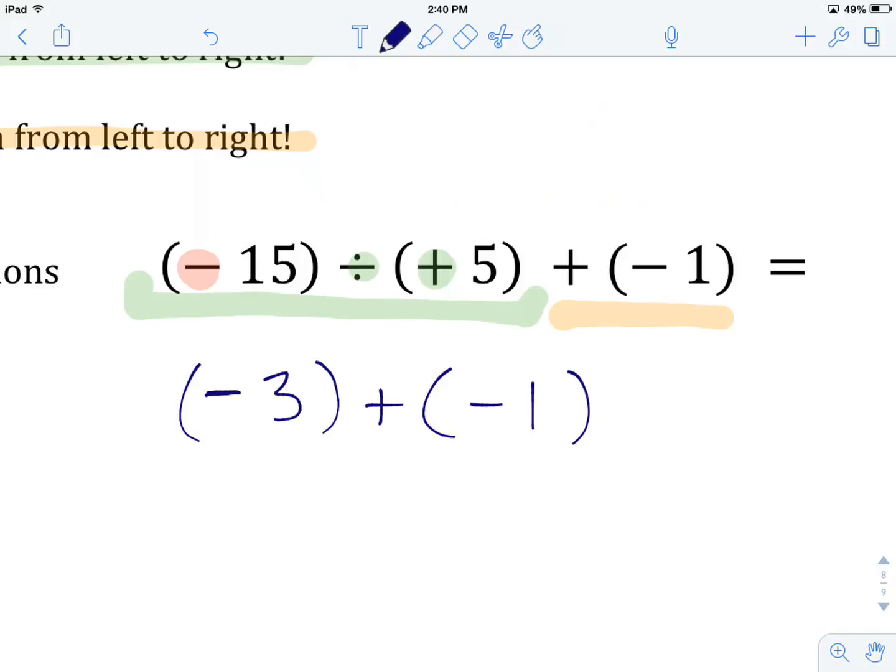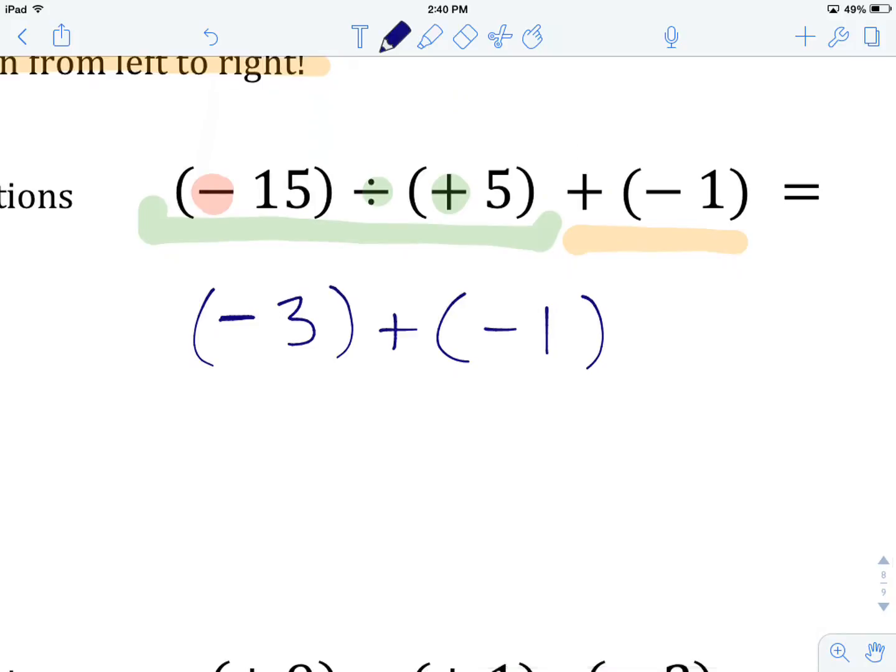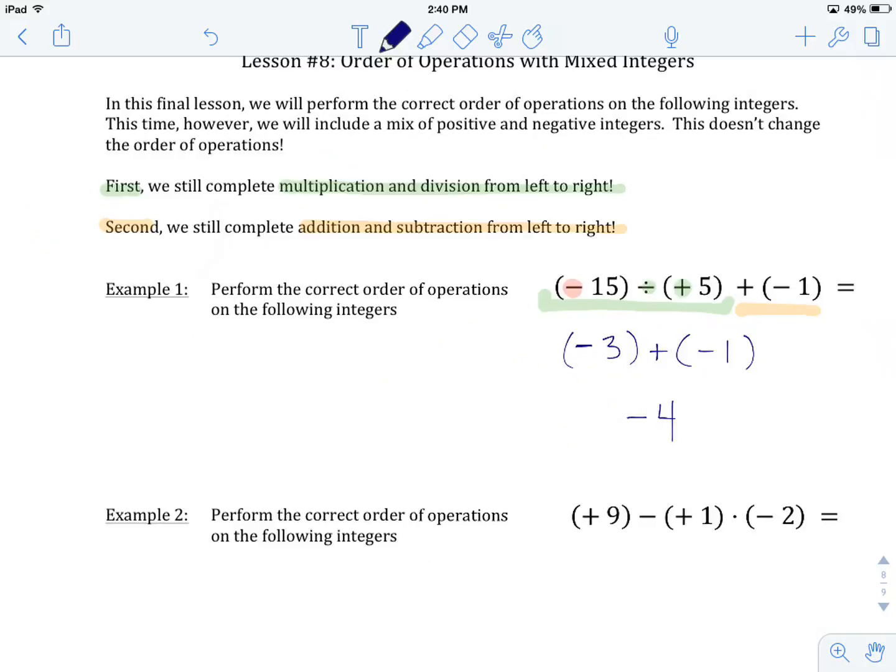So next line, we are going to look to do any addition or subtraction that shows up. In this case, we only have two terms, and it's addition, so that works for us. We're just going to add them as they are. So we have negative 3 plus negative 1. So our answer is going to be a still larger pile of negatives, and we are going to have negative 4 as our answer. And that was example number 1.